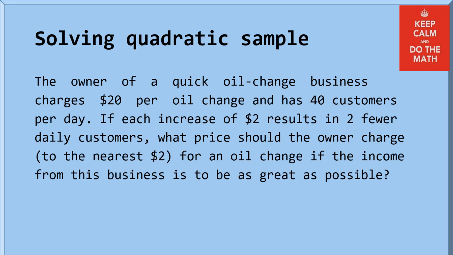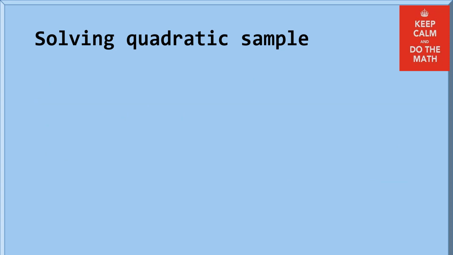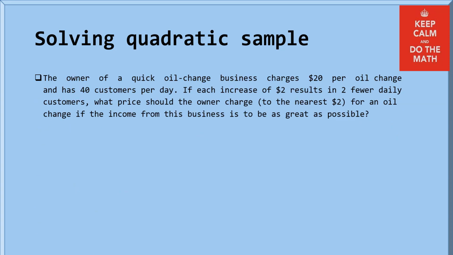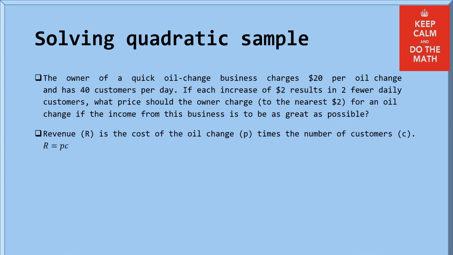So the first thing I need to do is start to figure out what all is in this equation that I need. Alright, so there's the problem. Okay, revenue. It's talking about revenue. The revenue is found by taking the cost of the oil change, which I've labeled P for price, times the number of customers, which I've labeled C for customers. So you can see here it is R equals the price times the customers. So that is our revenue formula.